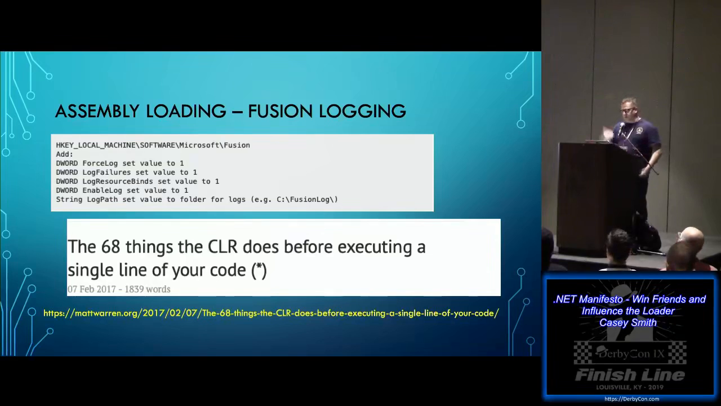So I've put a screenshot here of some of the registry keys you can set to turn this on. This is again very, very useful for research, for both offensive and defensive capability. You just set a path and run your fusion log. And then another reference, to Matt Warren's blog. Matt writes a lot about .NET, its performance, and really low-level stuff. There's a really good blog that describes some of the steps in assembly binding and logging, called 68 Things the CLR Does Before Executing a Single Line of Code. It's a really good reference to dig into.